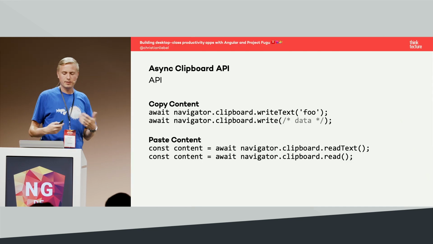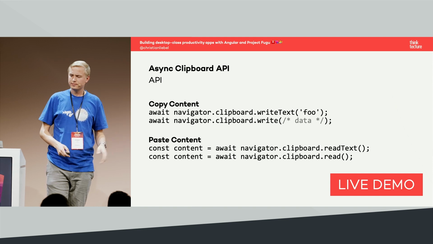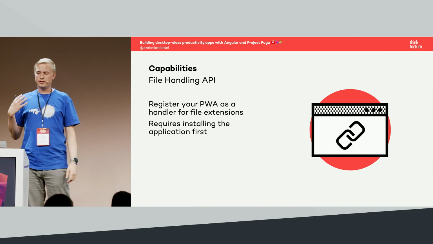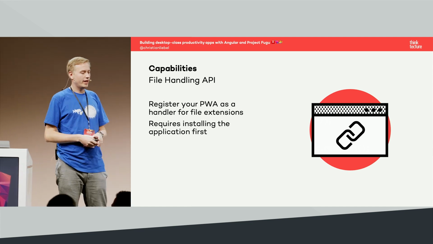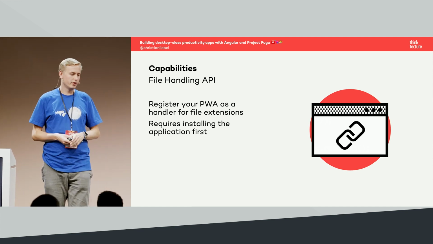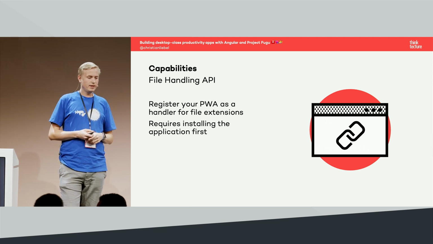That is the async clipboard API. So clipboard access is also perfectly possible. And the third one is the file handling API. With the help of this, you can register your PWA for certain file extensions, for example, for PNG files, as the Paint demo did.